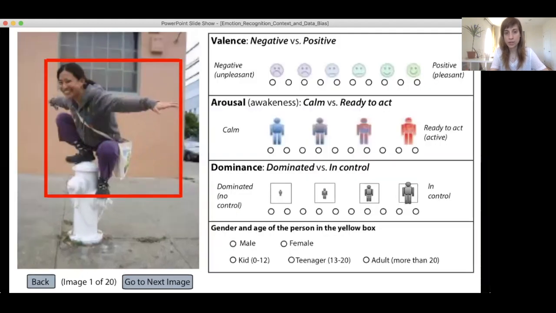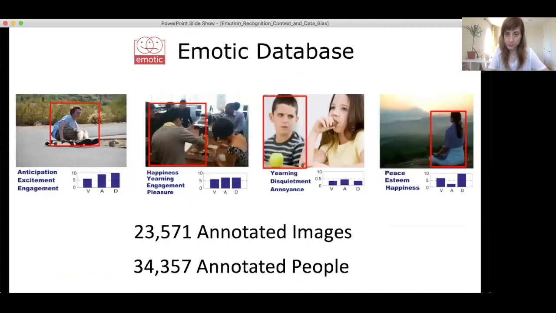And then we also had another interface for continuous dimensions annotation, in this case valence, arousal, and dominance. And in this interface, we also collected some gender, age, so some demographics about the person that we see in the image.